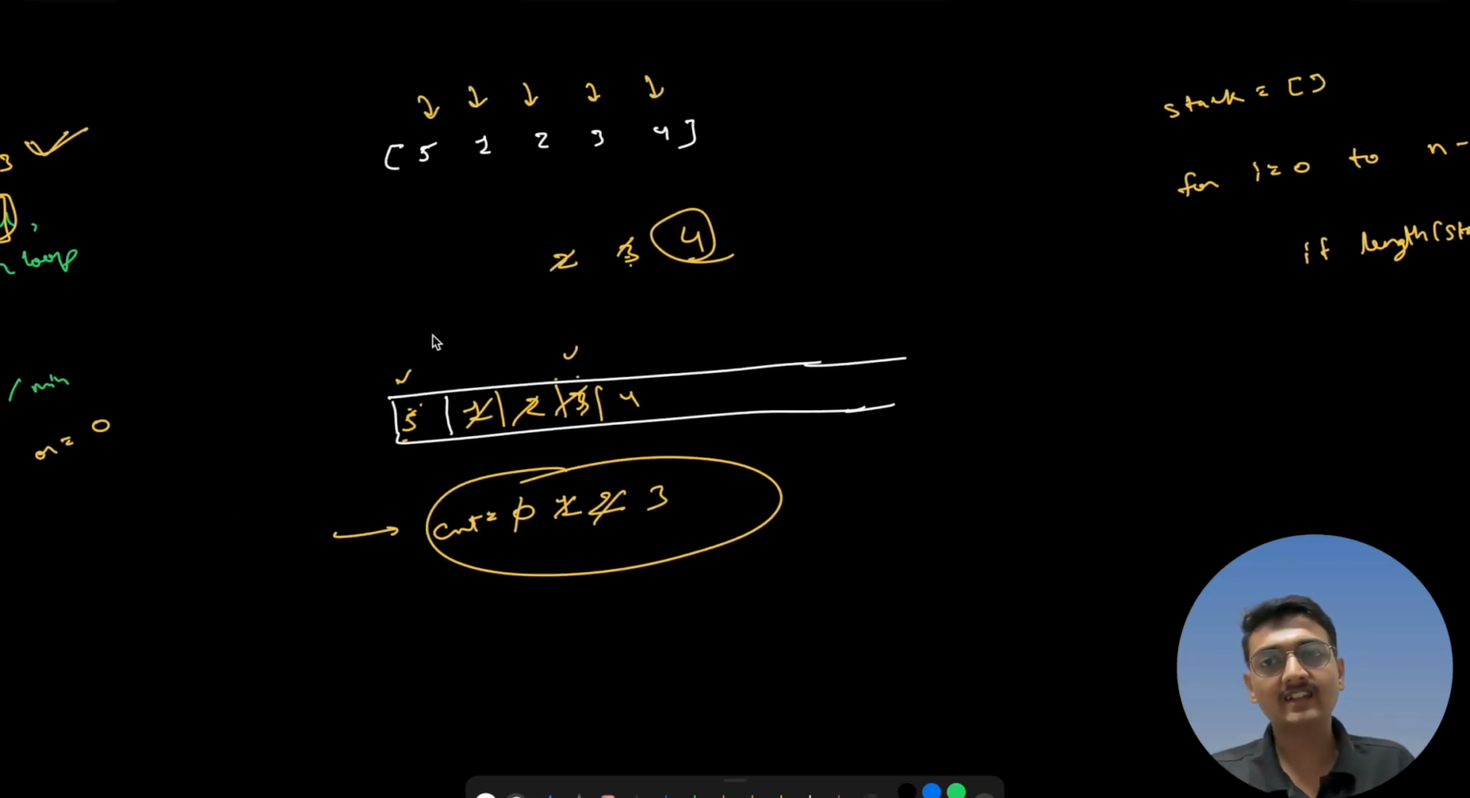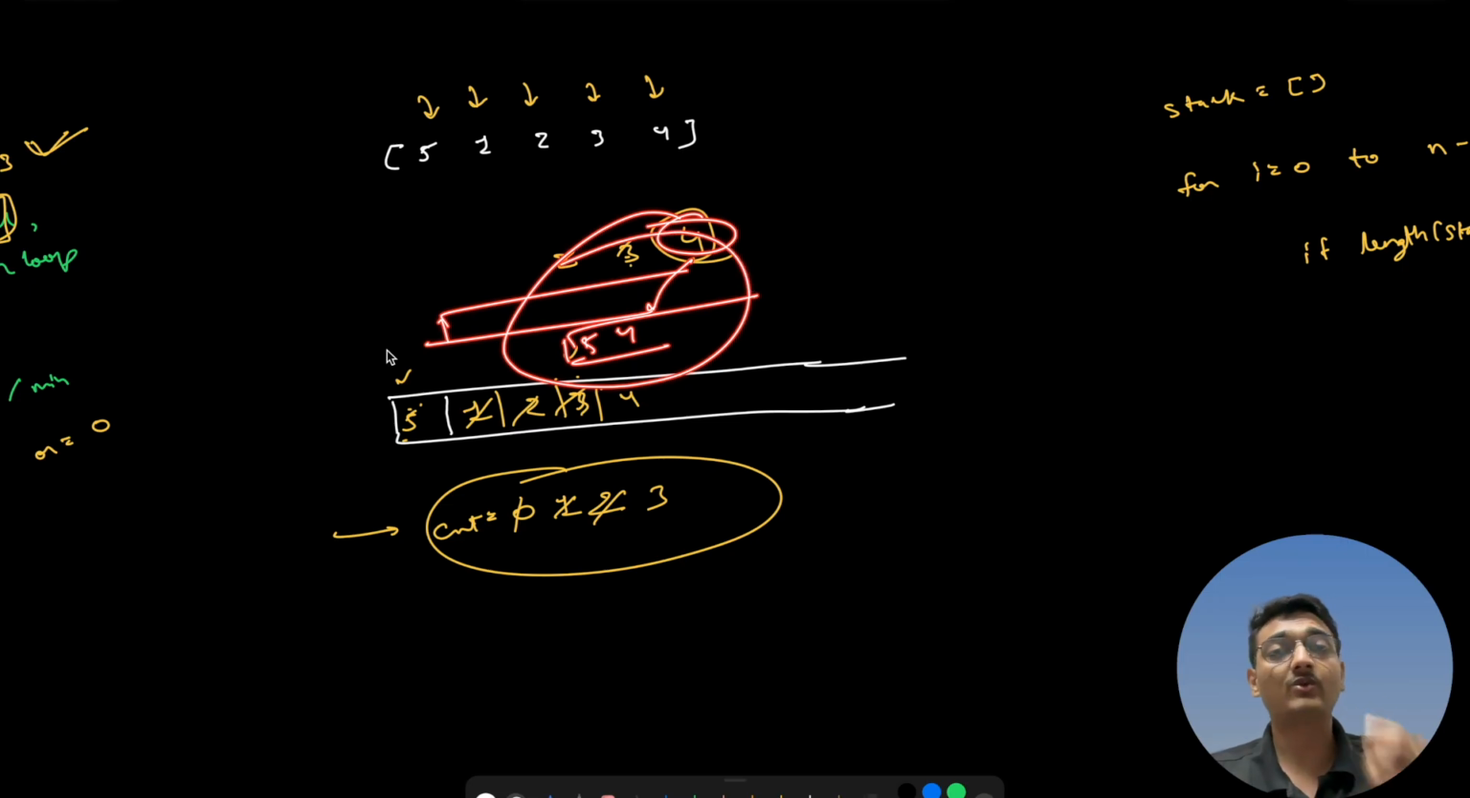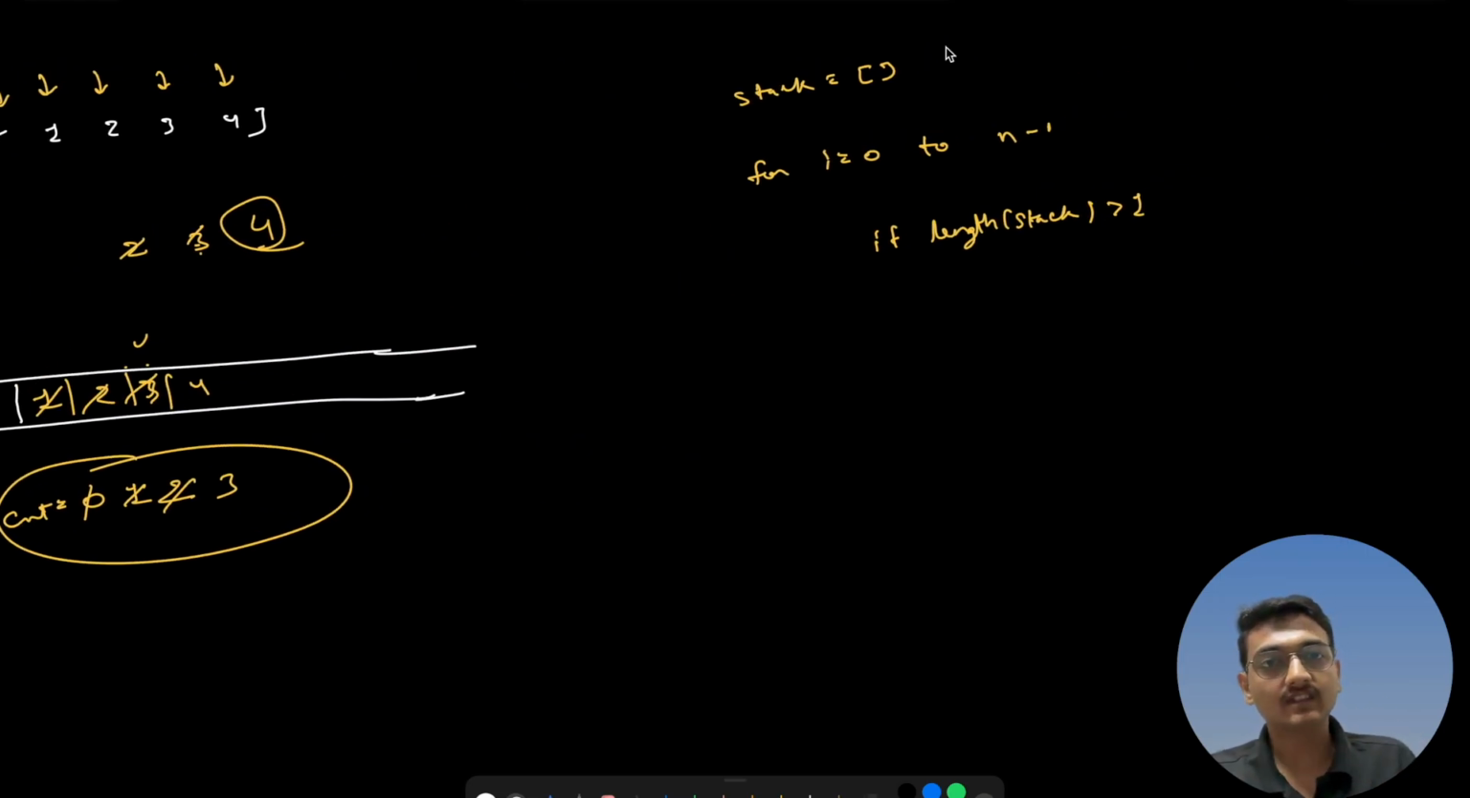If my stack is empty, I am having just this element to compare. If my stack size is 1, let's say 5 here, and 4 will come here, do I have 3 elements? No, I don't have 3 elements, right? That's why I'm checking. Stack size should be at least 2. Okay, that's what I'm doing.